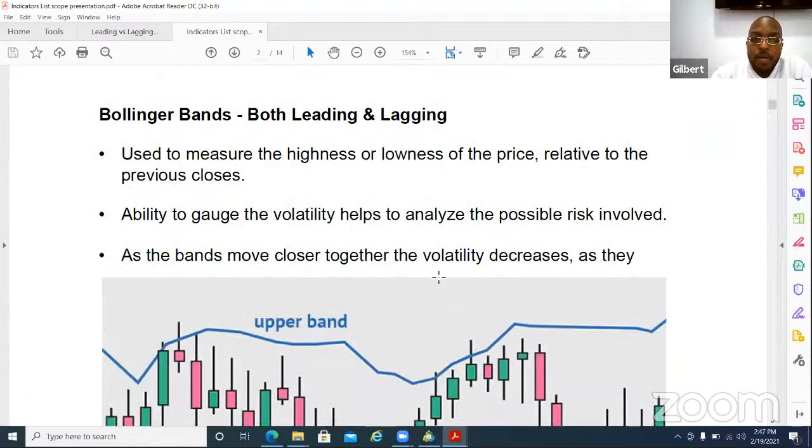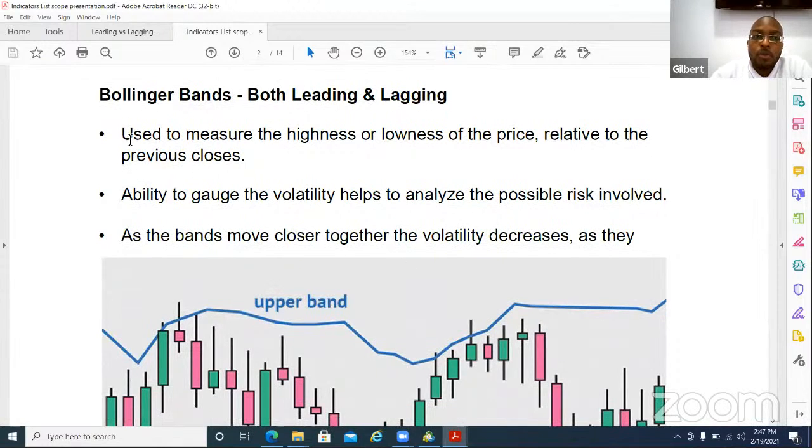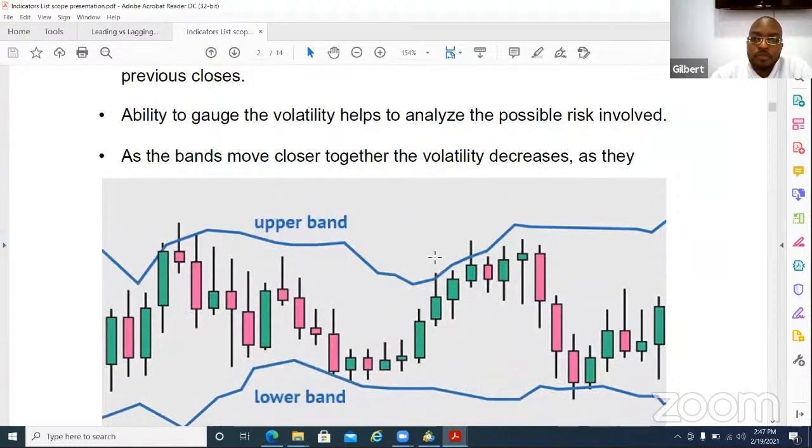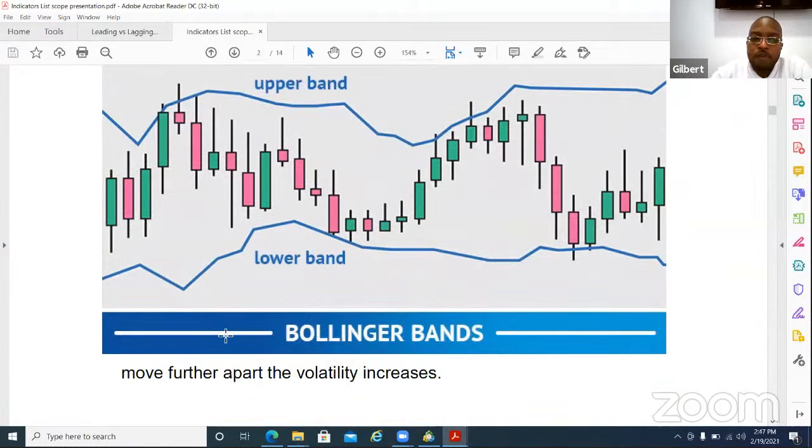We have Bollinger Bands, and we said that Bollinger Bands are both leading and lagging. So Bollinger Bands are used to measure the highness or lowness of the price relative to the previous closes. And the ability to gauge the volatility helps to analyze the possible risk involved. As the bands move closer together, the volatility decreases. And as they move further apart, the volatility increases.